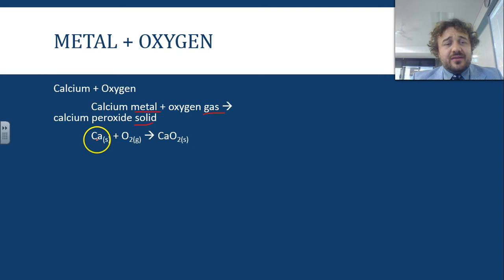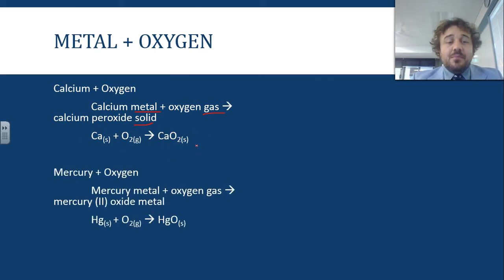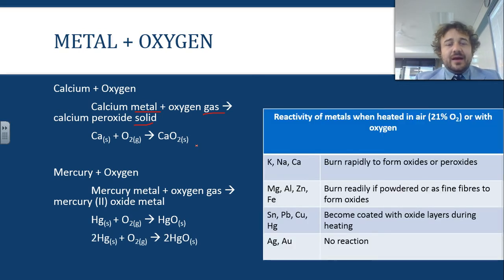And here we go. So we've got calcium plus oxygen gives you calcium oxide solid. Mercury. Now, mercury metal plus oxygen gas gives you mercuric oxide, or mercury 2 oxide. All right. And here we are. So as we see down mercury, it becomes coated with a layer over as it heats. It doesn't combust rapidly. It just slowly oxidizes or corrodes.